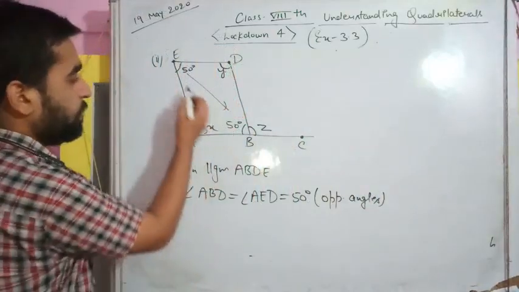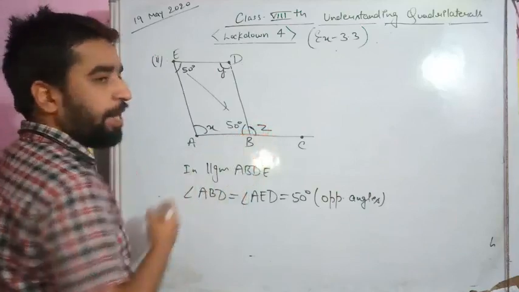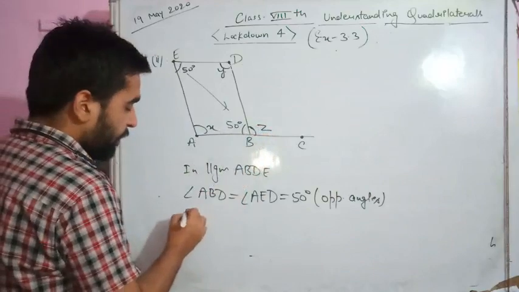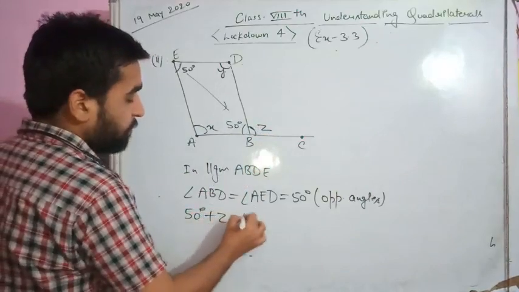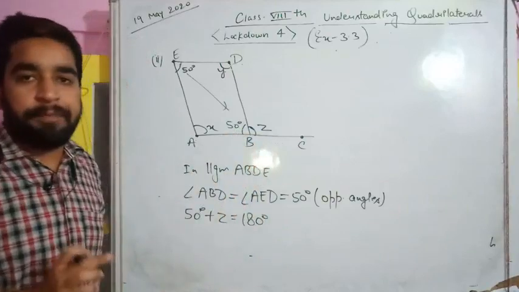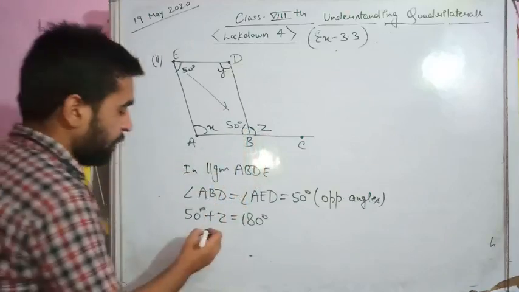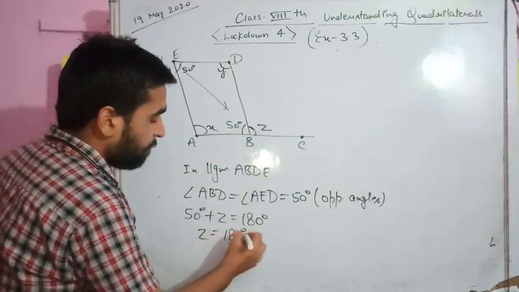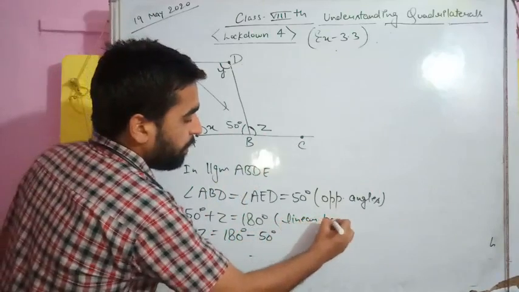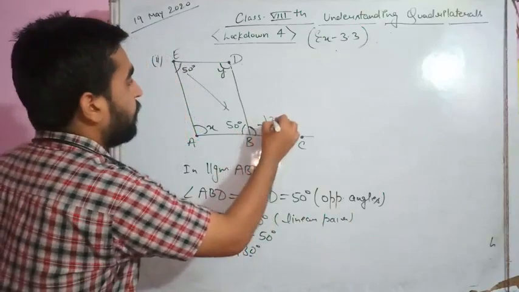So students, this we have calculated. Now, what will be the measure of angle z? We can solve it like this. 50 plus z will be equal to 180 degree, as these two angles are linear pair. The sum of these two angles will be equal to 180 degree. So z will be equal to 180 minus 50 degree. We should mention this actually, linear pair. So z will be how much? 130 degree. Z we have calculated.